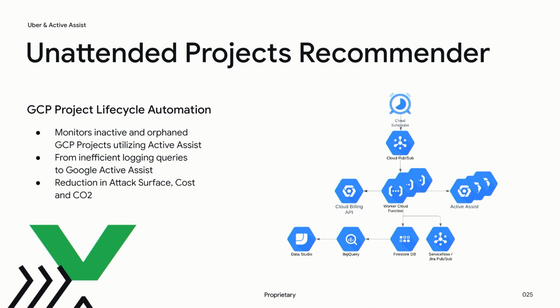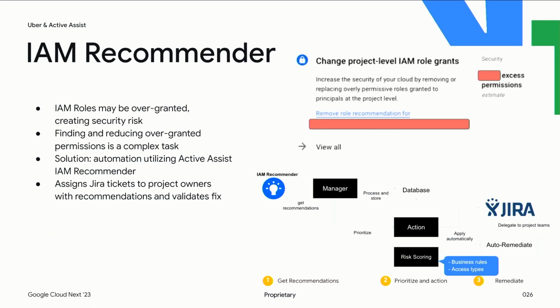Okay, let's move to the next example. Again, we're still in the security world, right? IAM recommendations. So we know that in GCP, we assign roles to project owners, to users. Now, these roles are often overprivileged. Right? It used to be the case that everyone would just ask for the owner role or an editor role. This is not what we want to do. Right? We want to have least privilege. So how do we tackle this?